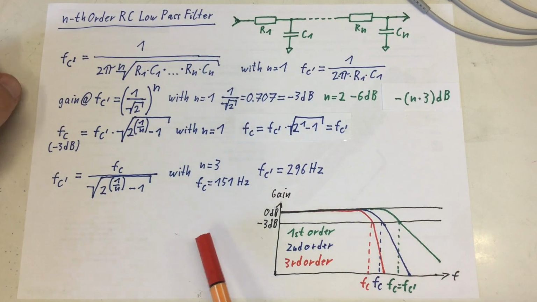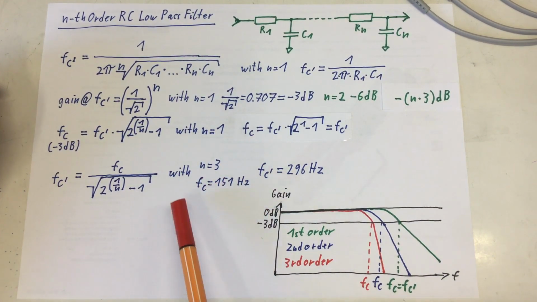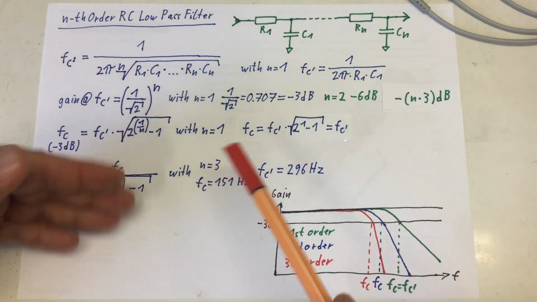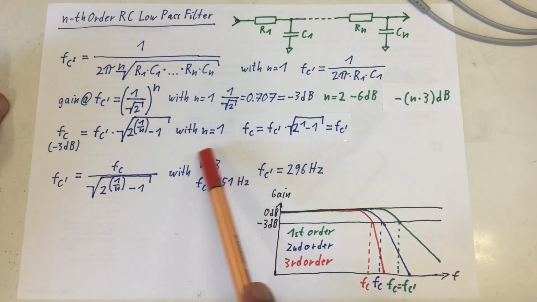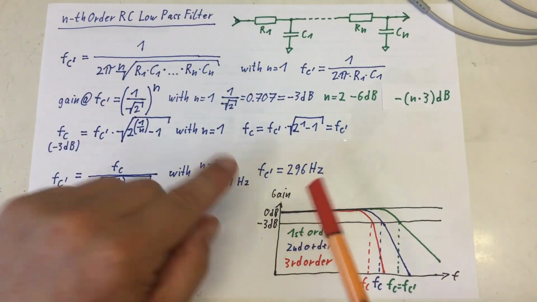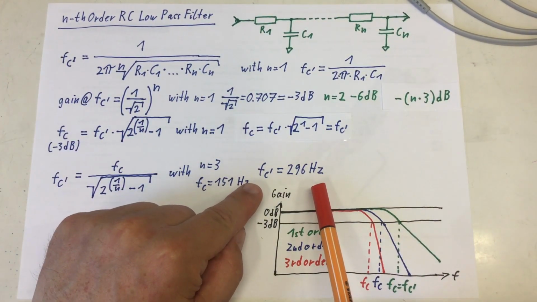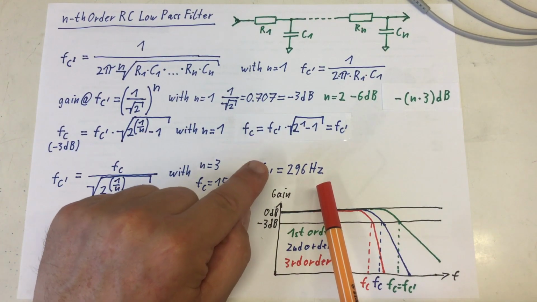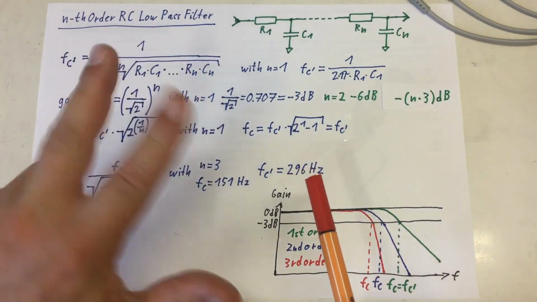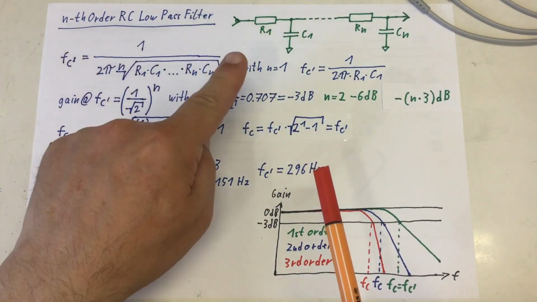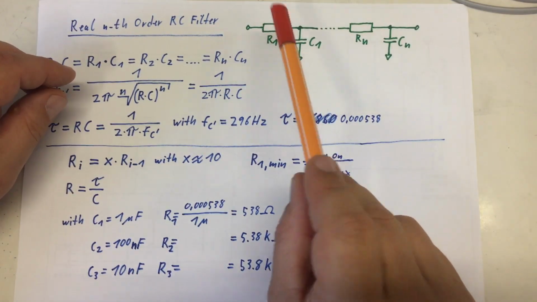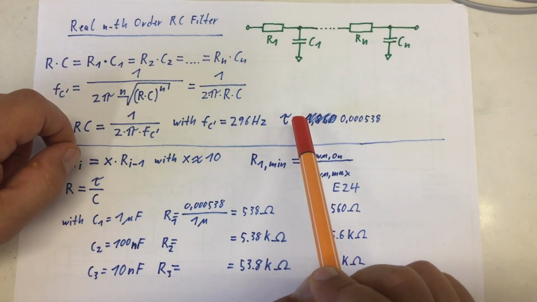All that's left to do is to take our required minus 3 dB cutoff frequency of 151 Hz and our required order of our RC filter, that's 3, into our formula, and we get an RC low-pass filter cutoff frequency FC prime of 296 Hz for a third order RC low-pass filter. And now it's finally time to calculate some resistor and capacitor values.